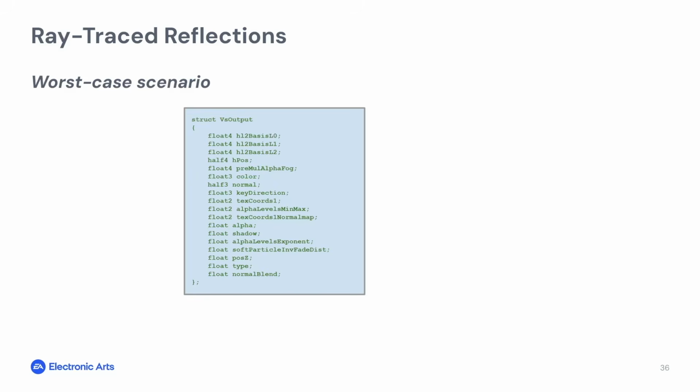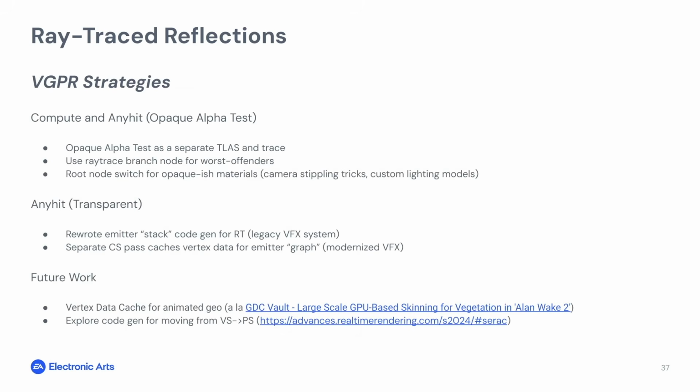I would like to say we came up with some clever ways to optimize this, but the truth is we were limited in time and resources. So we did the minimal amount of work to get to a shipping state. As mentioned before, we moved alpha-tested geometry into a separate trace. Even though alpha testing in any hit shaders can be expensive, we relied on it only being a small subset of the world. For complex shaders, we added a ray trace branch node into the graph.